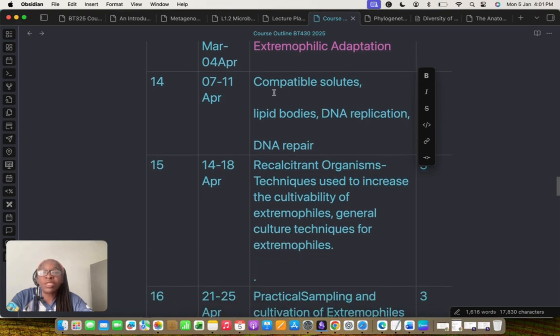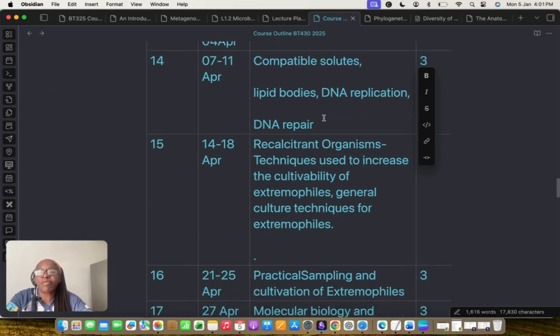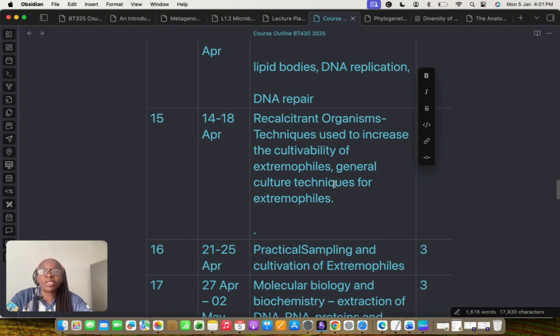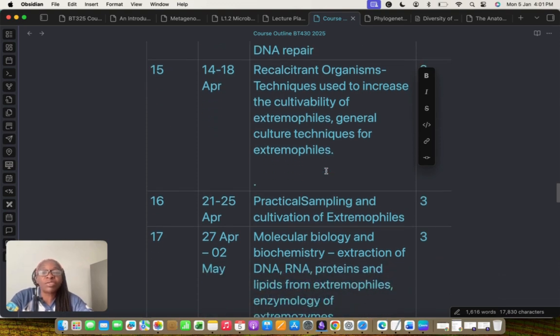Then we'll look at other strategies like compatible solutes, lipid bodies, DNA replication, DNA repair. So these are some of the challenges that the organisms have, and these are the adaptations that they found to overcome those challenges. And then we'll look at the techniques that there are to increase the cultivability of extremophiles. So it's difficult to culture them, but you could do one or two things to try to increase your chances.